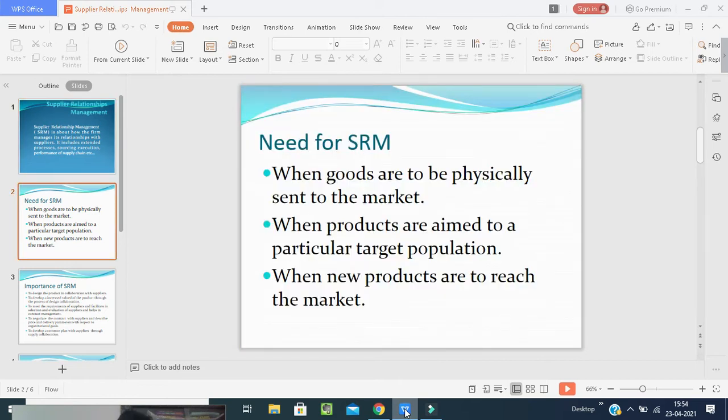Next, what is the need for SRM? Why has SRM taken place in the subject? The main purpose of SRM is to maintain a good relationship with the suppliers. So what things are needed for that? When goods are physically sent to the market, before and after selling, they have to reach the market. At that time we have to maintain a good relationship and rapport. Also when goods are aimed at a particular target population, and when new products are to reach the market.